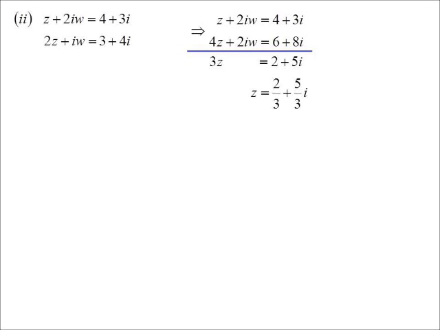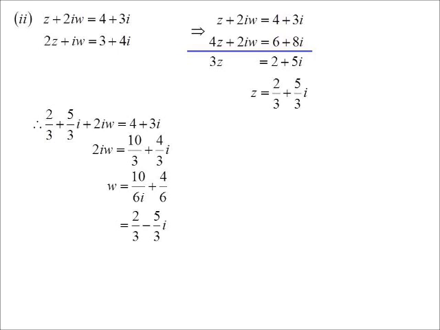And so to get w, I could substitute back in, or I could create new simultaneous equations. Which way did I do it? I've subbed it back in. So we know z plus 2iw, where z is now 2/3 plus 5/3 i, is going to be 4 plus 3i. So 2iw becomes 10/3 plus 4/3 i. So w will be 10 on 6i plus 4 on 6.